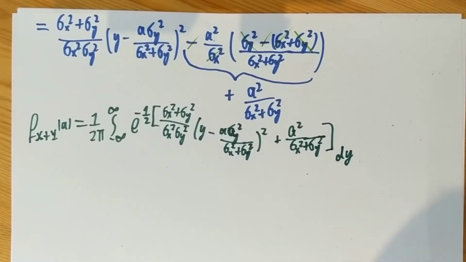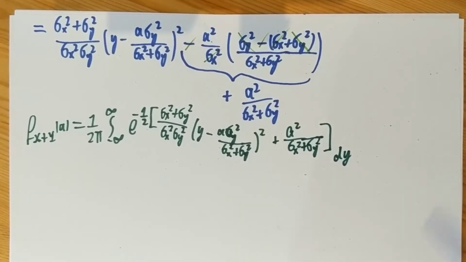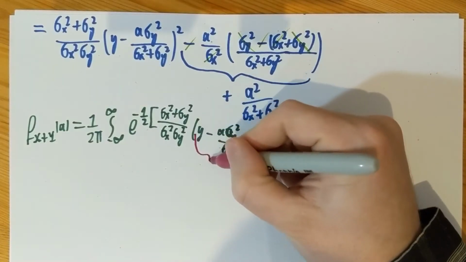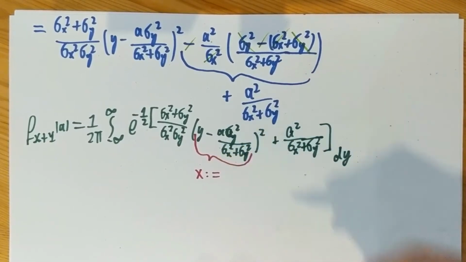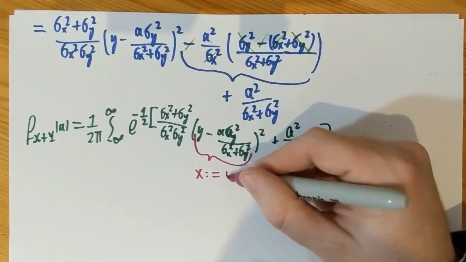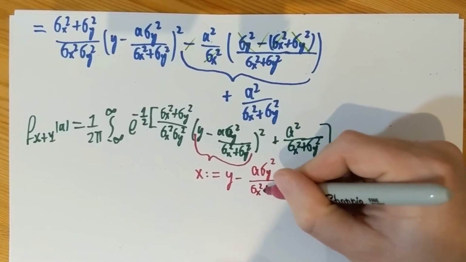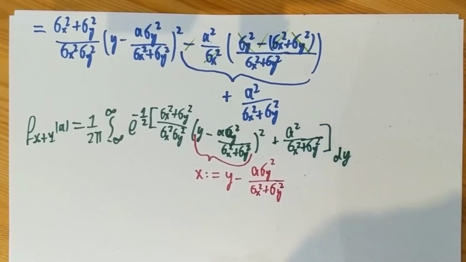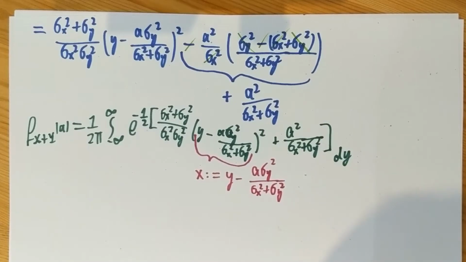Okay, now why is that a nice thing to do? Why is that any nicer than the thing we started with? Well, it's nicer because now I'm going to introduce this term here as a new variable. I'm going to call this x. I'm going to introduce that as a new variable x, so y minus a sigma y square over sigma x square plus sigma y square. Okay? And I'm also noticing that e to the minus 1/2 times this constant has no y dependence in it, it is just a constant, so I can pull this out of the integral.